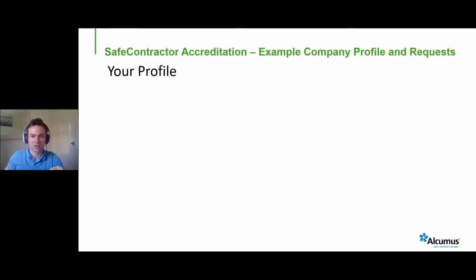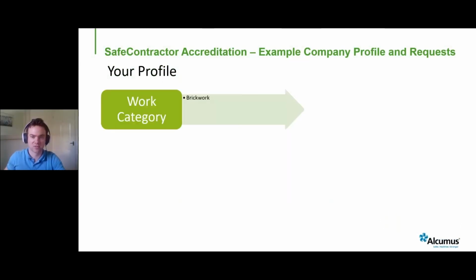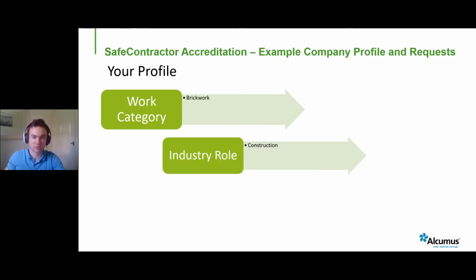So to begin with, you will be asked to tell us what work activity you undertake. Now, this can be one or several work activities depending on the nature of your business. So for this example, I've selected brickwork. Now, the work category will then give me a mandatory industry role of construction, which cannot be removed for this work activity. But additional industry roles could also be selected.